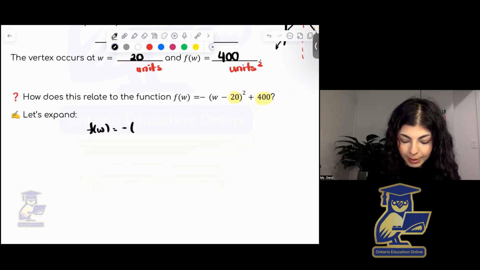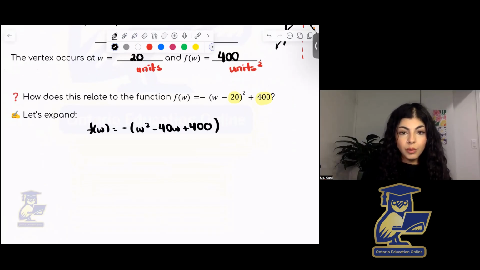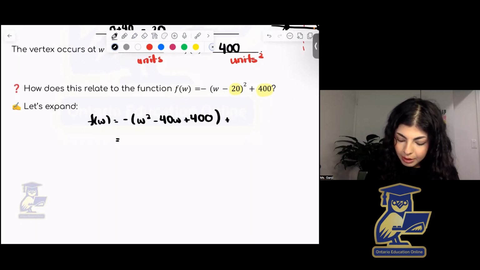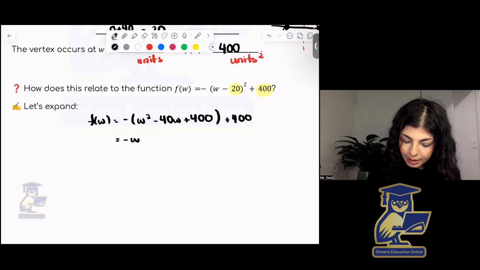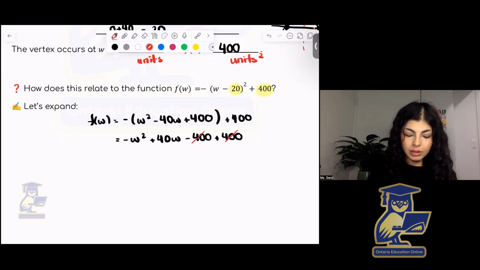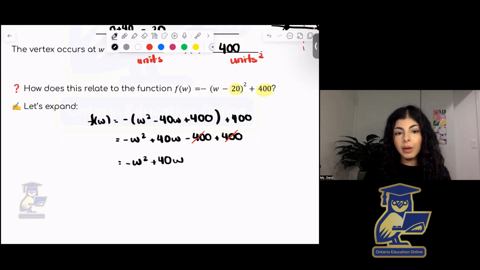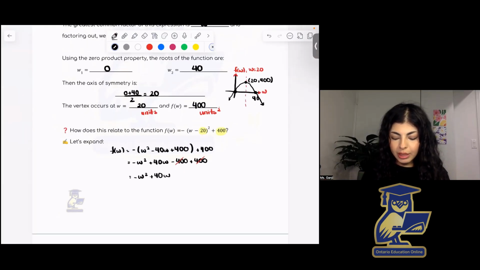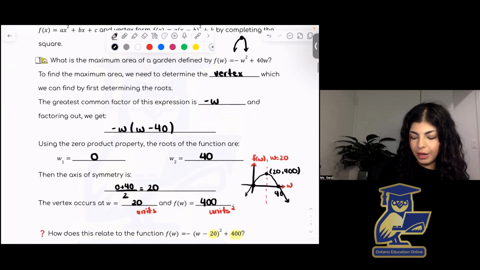Here we want to start by expanding the exponent. So w squared minus 40w plus 400. And the reason I did that so fast is because I'm using what I know for perfect squares here, and plus that 400 there. So now let's distribute the negative to get the following. Now you see that these two cancel out. They will equal 0, and I'm left with negative w squared plus 40w, which is actually that same function that we started with over here.